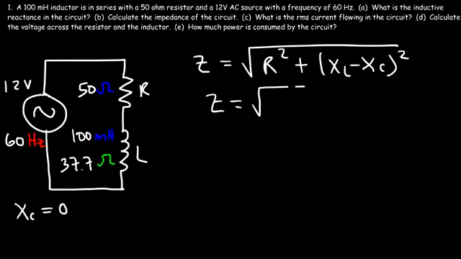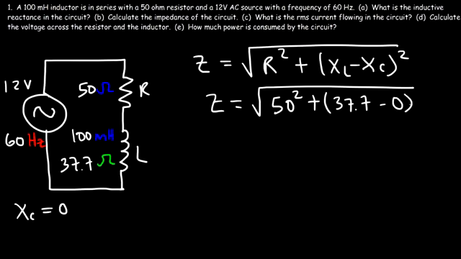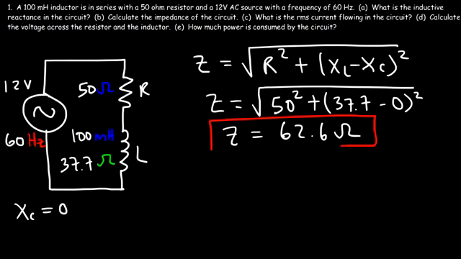So Z is going to be the square root of R squared, which is 50 squared, plus XL, that's 37.7 ohms. XC is 0. And so this is just the square root of 50 squared plus 37.7 squared. The impedance of the circuit is 62.6 ohms. So that's the answer to part B.